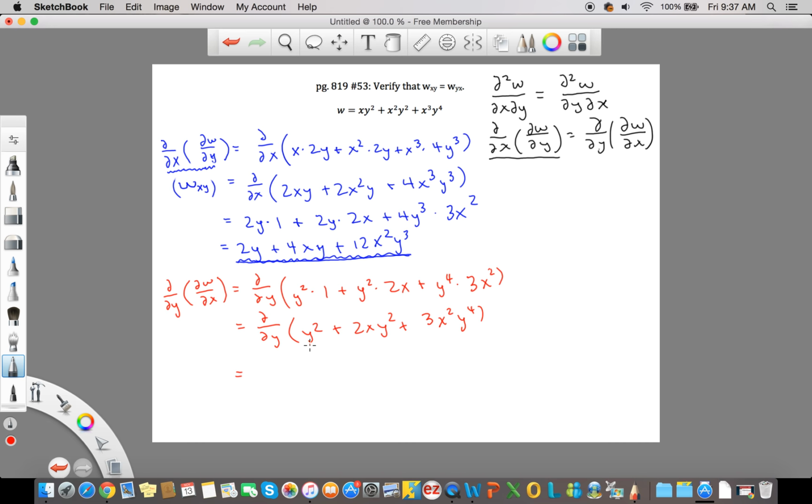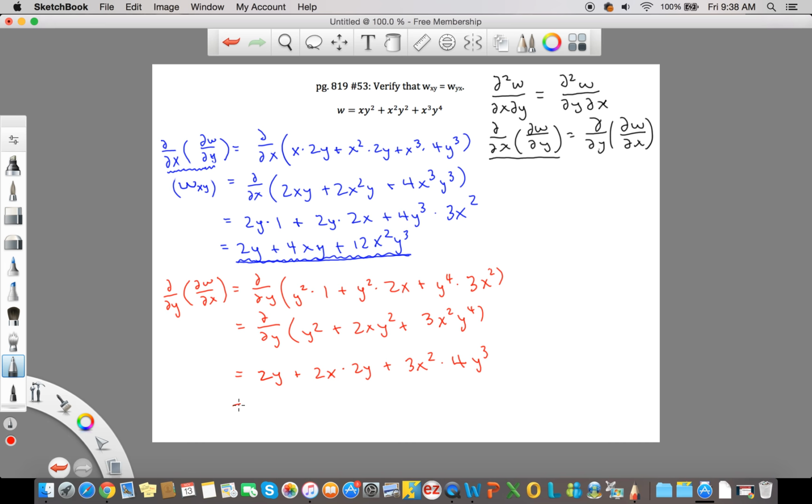So there are no x's here to be considered constants. So I mean, our 1 is just a constant, but we don't normally have to write 1. So the derivative of y squared with respect to y is just going to be 2y. Okay, next term. Our 2x here, those are your constants. So we're going to put 2x out first. And then the derivative of y squared with respect to y is going to be 2y. And then finally, onto our last term, our 3x squared is considered constant because we're taking the derivative with respect to y. So we're going to put that out first. And then the derivative of y to the fourth with respect to y is going to be 4y cubed.